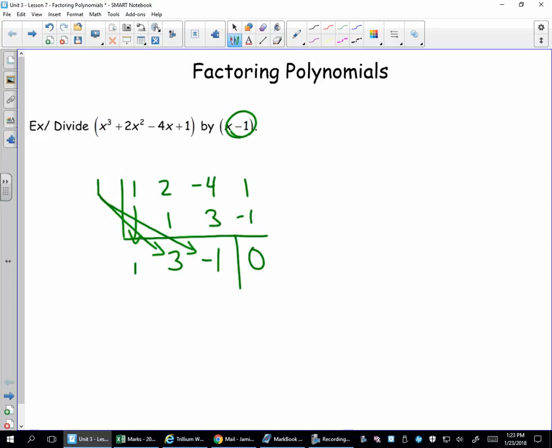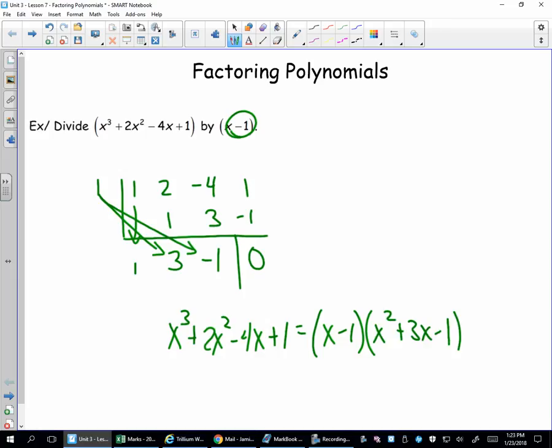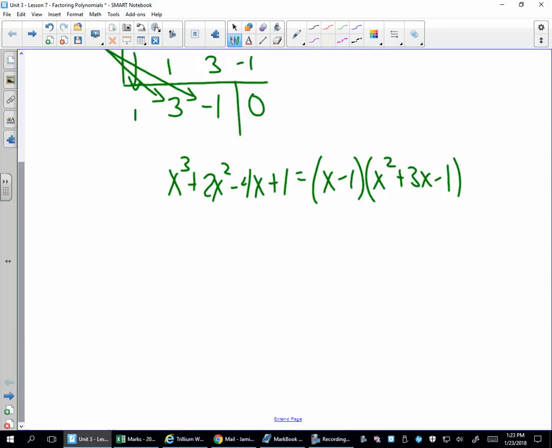So I could say that x cubed plus 2x squared minus 4x plus 1 is equal to our factor, and my coefficients in my next part are 1x squared plus 3x minus 1. Okay, there is no remainder. I've got a 0 in the remainder spot. And what I've done is I've taken an equation that was standard form and I've factored it into two different factors. Two different parts that make up the original equation.